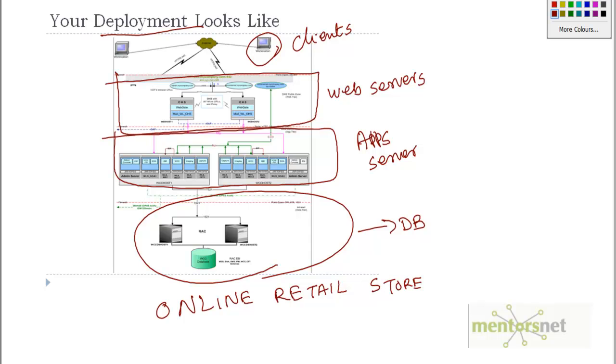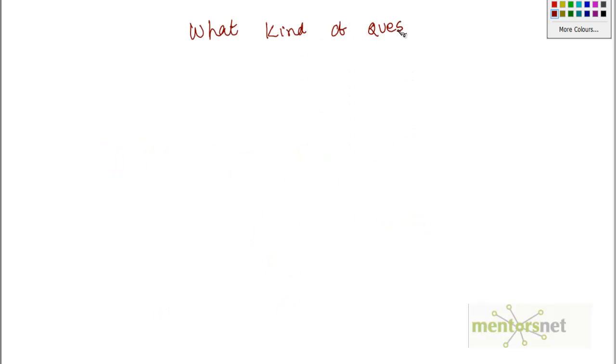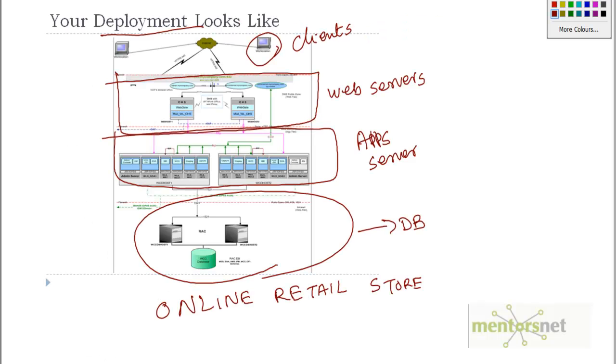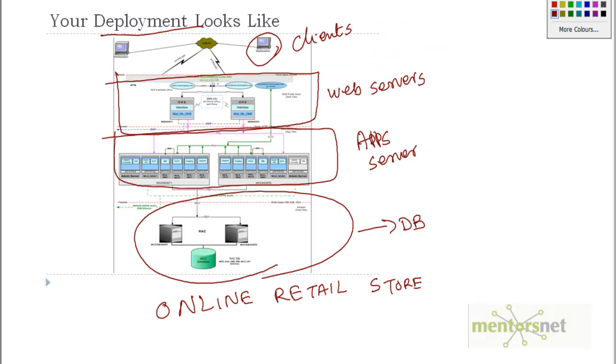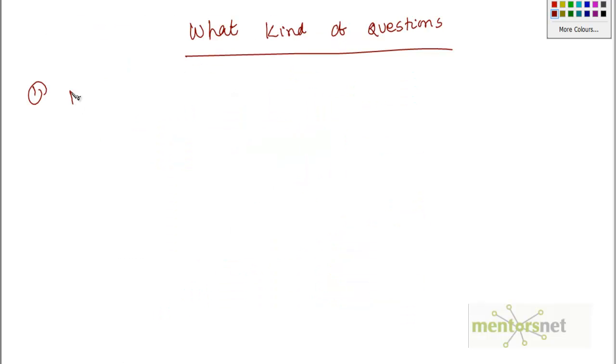Let's say you buy the software from somebody, then you customize it, and you are now all ready to go for production. So what kind of questions will bother you, will give you sleepless nights, or will make you nervous before you take this deployment to production? The first question maybe you ask is, is this deployment production ready?